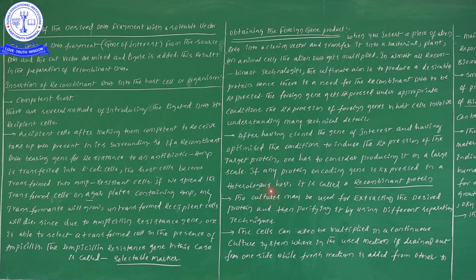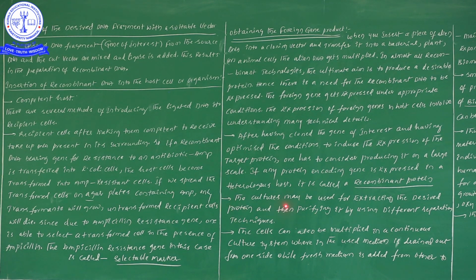Here we are taking the DNA sequence from some other organism and incorporating it into another organism. In that other organism we are obtaining the protein. That particular organism where we are obtaining the protein, we take as the heterologous host. So definitely, what can we obtain? Recombinant protein we can obtain.